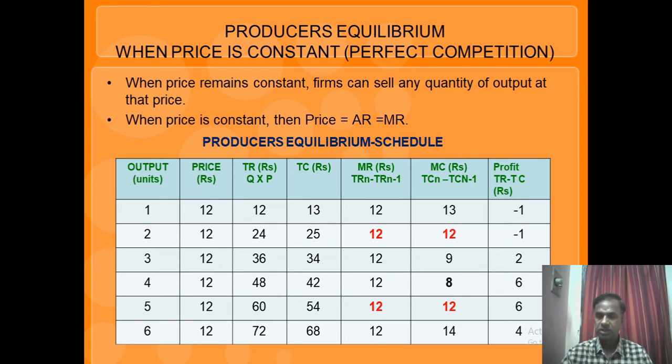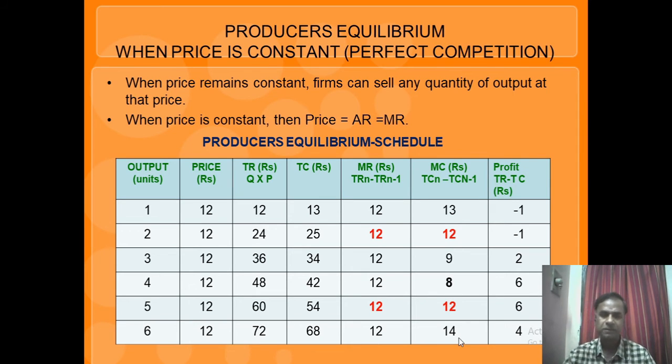Right? See here, if MC is lesser than MR, MR is more than MC, revenue is more, cost is less, then he will get more profit. No producer will stop the production here. That's why they will continue the production up to 5. If he continues 6 units, MC is greater, cost is more, revenue is less, the profit will be reduced.